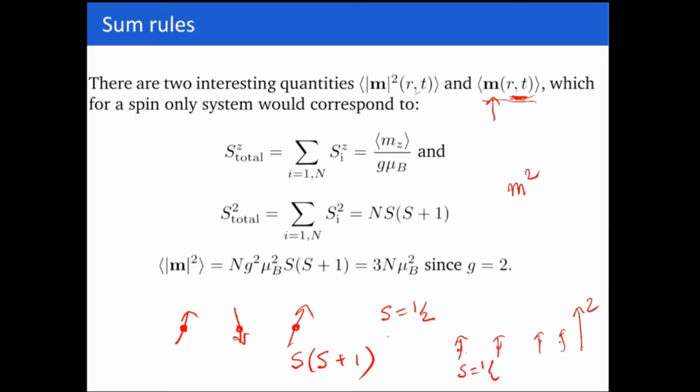So on spin, if it's spin a half, this would be a half times 1 plus a half, which would be 3 over 4 for s. Or if we worked out what it was in terms of Bohr magnetons, then we have to multiply this by g squared and by the Bohr magneton. So we'd find that the average moment squared would be 3 Bohr magnetons squared for an s equals half system. So you see that written here.